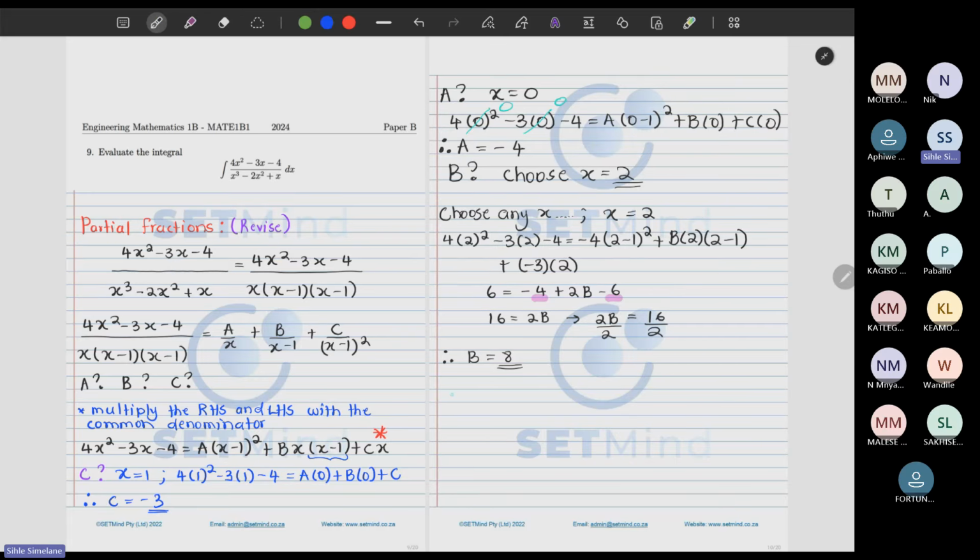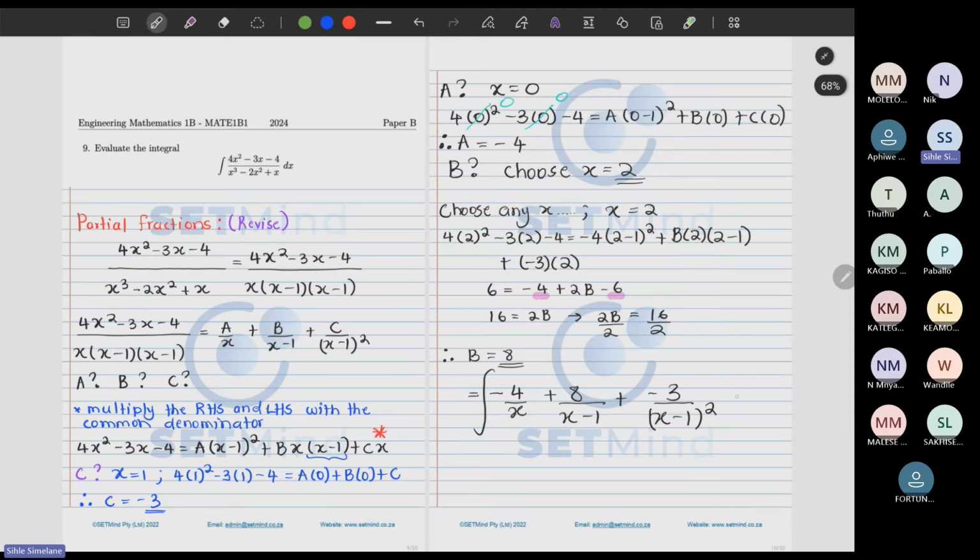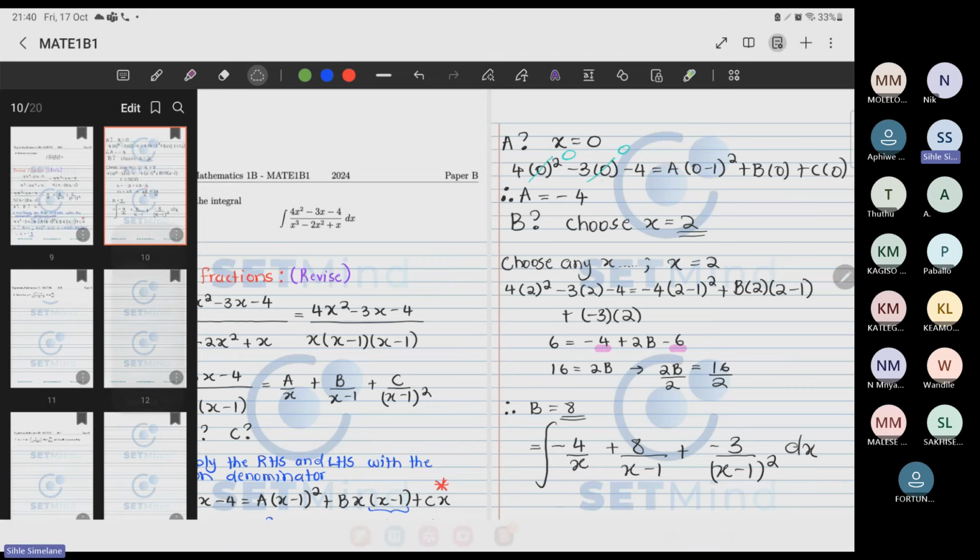So now that we have this sorted, guys, we can now go back to our expression. So it means our expression is equal to our a, we have found is negative 4. So we have negative 4 over x. And then our b, we have found is 8. So we have 8 over x minus 1. And then our c we found as -3. So we have -3 over x minus 1 all squared. So remember, this is what we now need to go and integrate. So let's go to the next page and deal with the integration of this part of the expression.